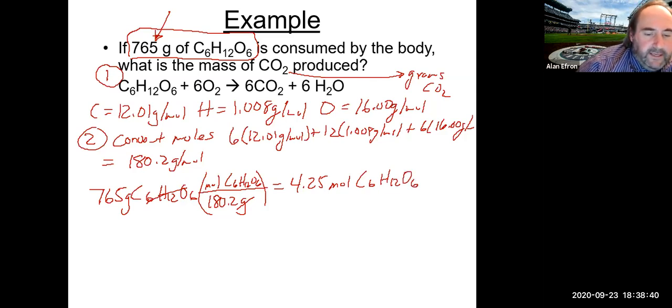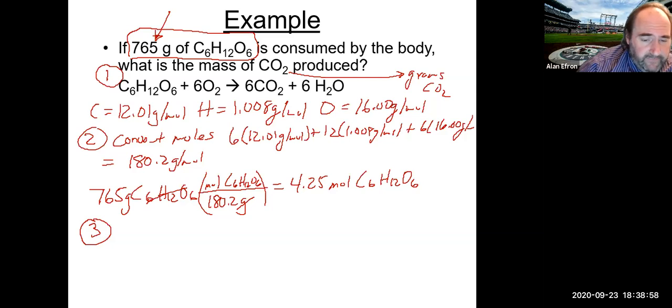Any questions up to that point? So again, this is just like the calculations we did at the beginning of this chapter, using the periodic table to get the grams per mole, and really using it as a conversion factor. That then brings us to the big stoichiometry part of the event here.